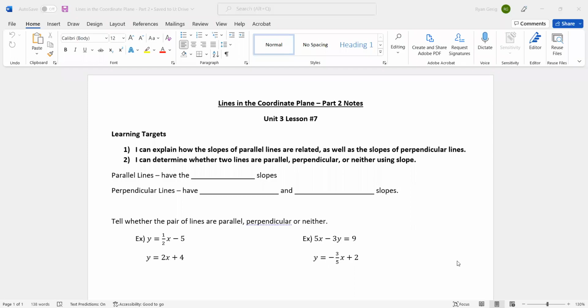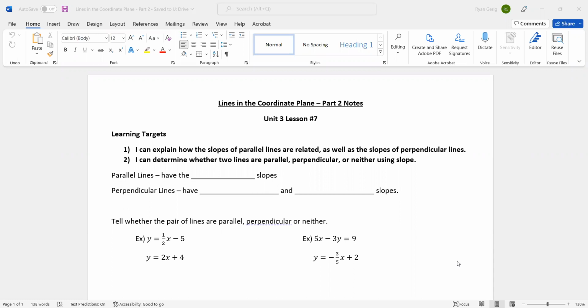Hi, Geometry. Welcome to the last lesson of Unit 3. We are now making the jump from what we did yesterday to how it applies to parallel and perpendicular. So explaining how the slopes of parallel lines are related, as well as the slopes of perpendicular lines, is the learning target, and determining whether two lines are parallel, perpendicular, or neither using slope.